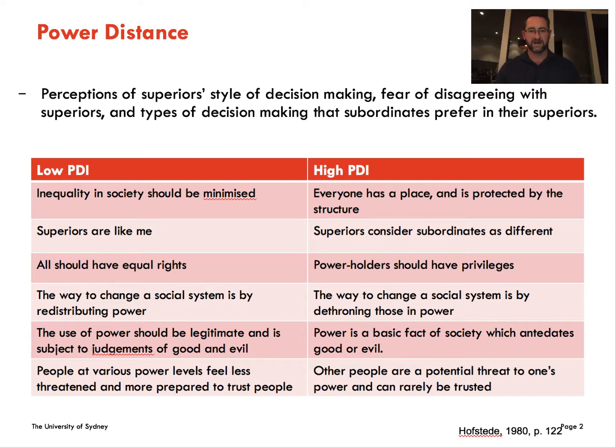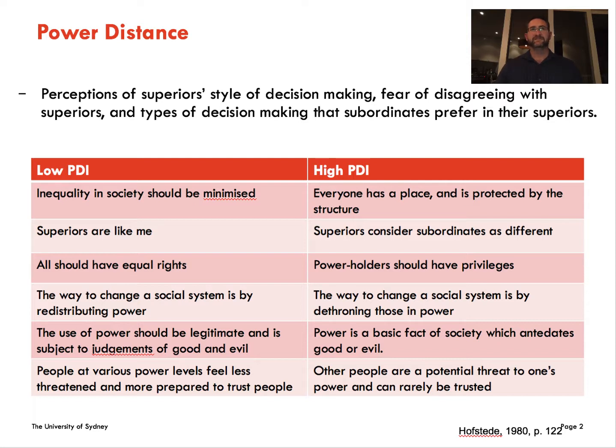Contrast this with a high power distance environment. This has a very different worldview. In a high power distance environment, it's assumed that everyone has a place and that the social structure tells you your place in the environment and also protects you. In this kind of environment, superiors and subordinates are actually seen as qualitatively different. And because they are different kinds of people, superiors are actually better people, and it's right that superiors have privilege.